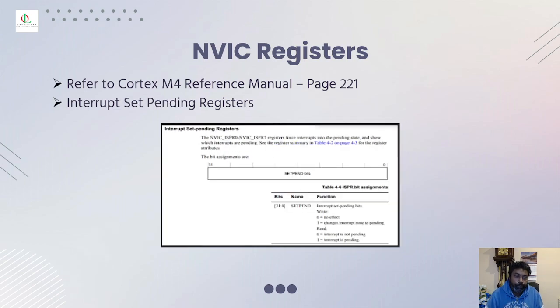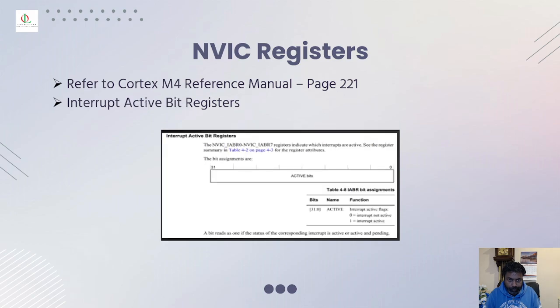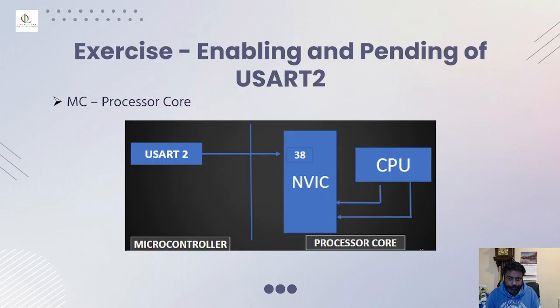And then you have to use the interrupt set pending registers. This is where you're going to amend into your exception queue. You're going to set that register as well. And there are clear pending registers. There are active bit registers. And this is the exercise that I'm going to show you, to enable and do the pending of USART2.